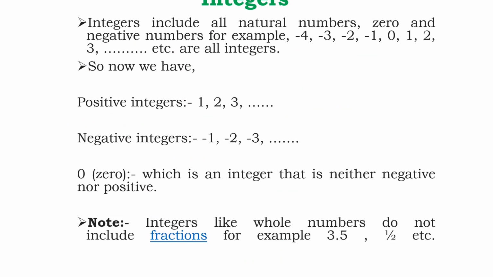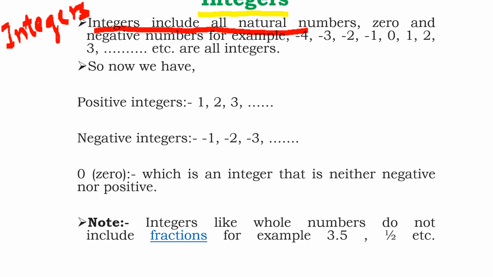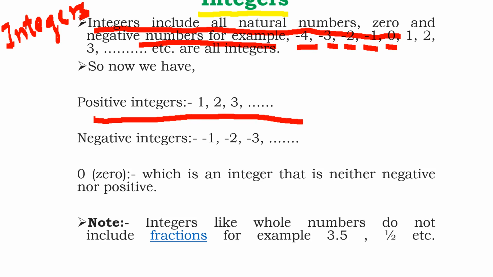Our today's topic is integers. In case it is not visible to you, let me write it again. Integers. What are integers? Integers include all natural numbers, 0 and negative numbers. For example, -4, -3, -2, -1, 0, 1, 2 and so on. So positive integers are 1, 2, 3 and so on. Negative integers will be -1, -2, -3 and so on.